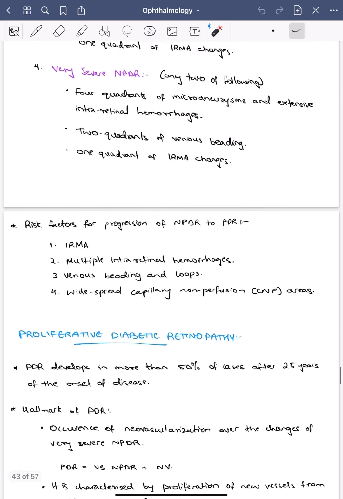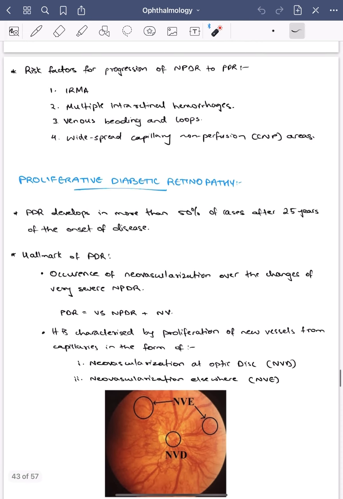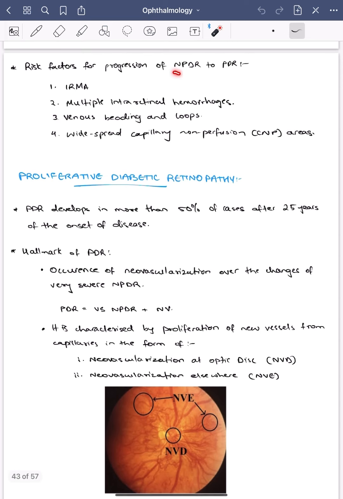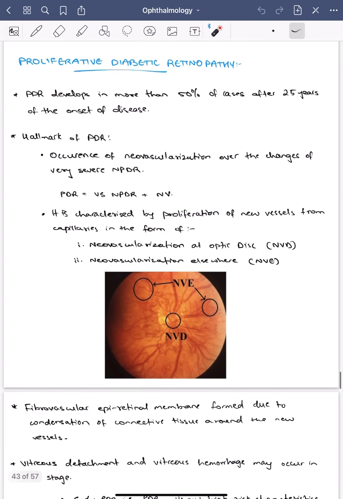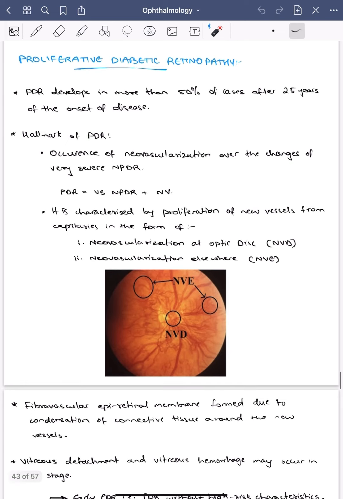Now, moving on to the risk factors for progression of NPDR to proliferative diabetic retinopathy. This includes intraretinal microvascular abnormalities, multiple intraretinal hemorrhages, venous beading and looping, and widespread capillary non-perfusion areas. So these are the risk factors of progression of NPDR to PDR. Now let us discuss proliferative diabetic retinopathy. PDR develops in more than 50% of the cases after 25 years of the onset of disease.